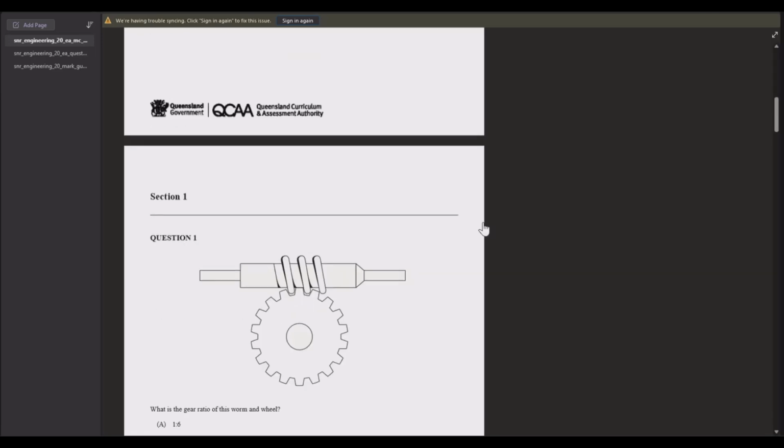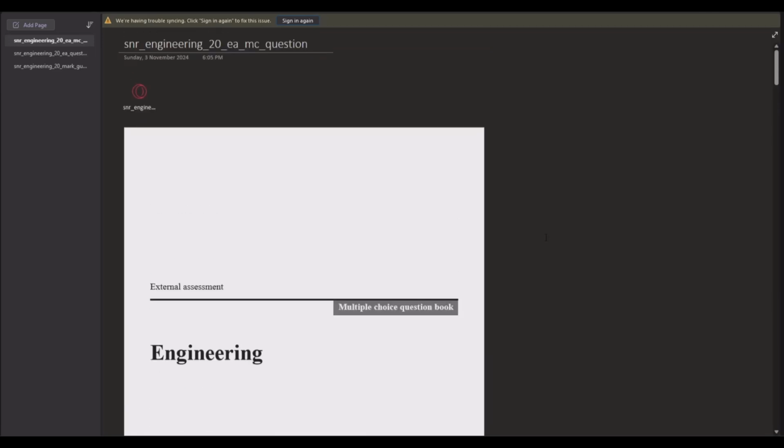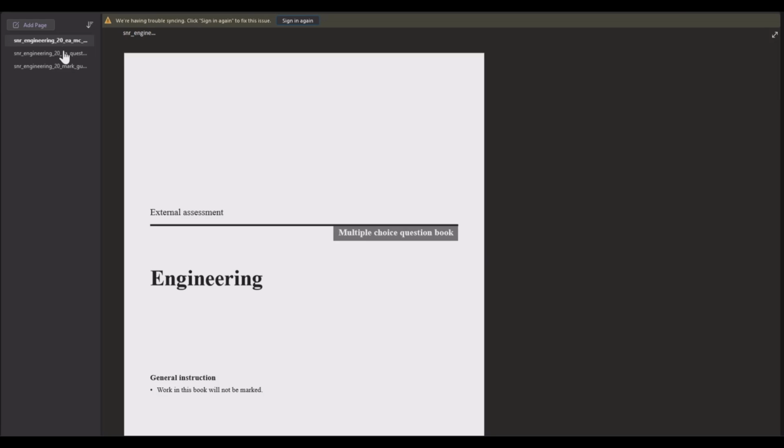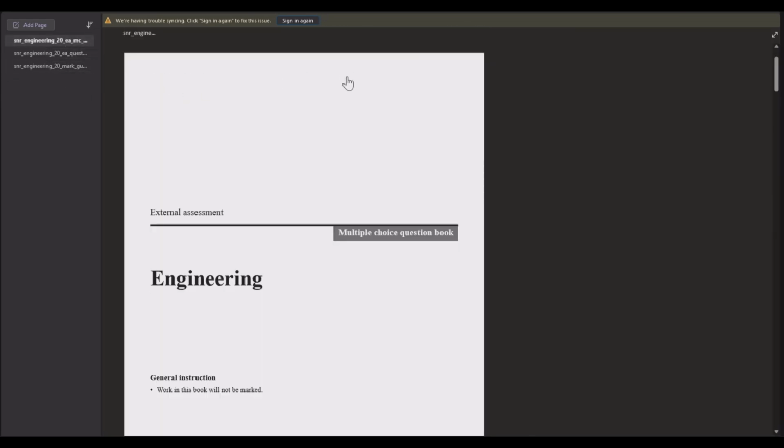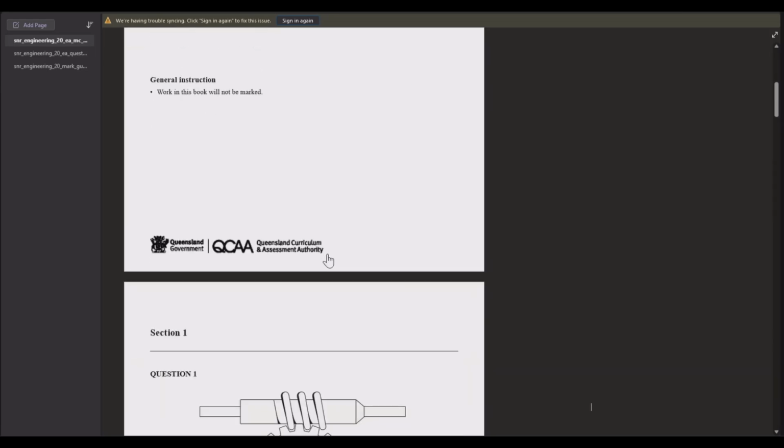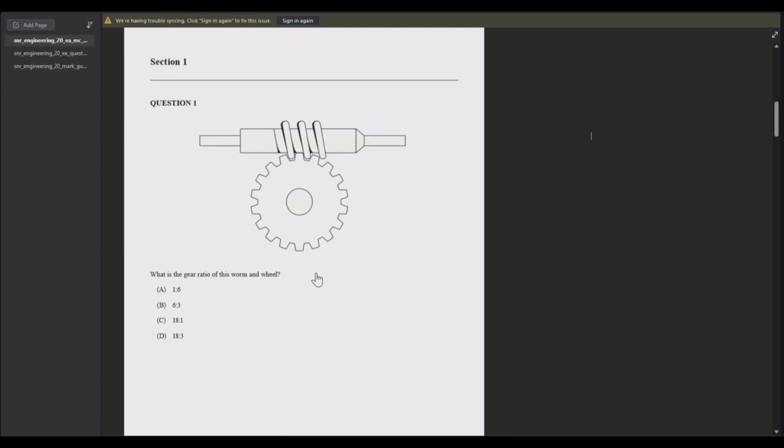Alright, so today we're going to be running through the 2020 external exam for engineering, the multiple choice and the question and response book as well, just because the marking guide, especially for engineering, although just across QCAA, is just horrible. There's really no other way to put it. It's just really bad. But yeah, let's start.